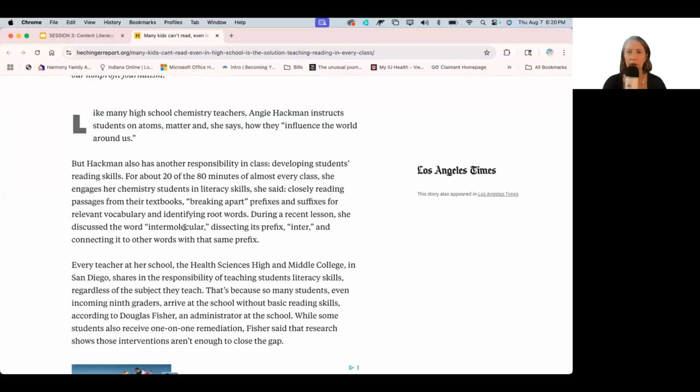What would the root be on that word? Molecule, you're right. Dissecting its prefix, inter. Oh, if we would have kept reading, we would have found that. And connecting it to other words with the same prefix. Okay, that was my reading.